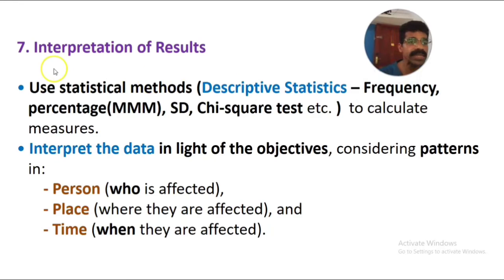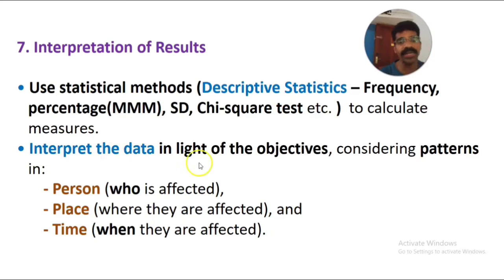findings. Then seventh step is interpretation of the result of the study, okay. So using statistical methods, that is biostatistical methods, mainly descriptive statistics such as average, that is frequency, percentage, okay, by using mean, median, mode, and even standard deviations, and even using chi-square test to find out the association, etc. to calculate the measures of our finding or research.